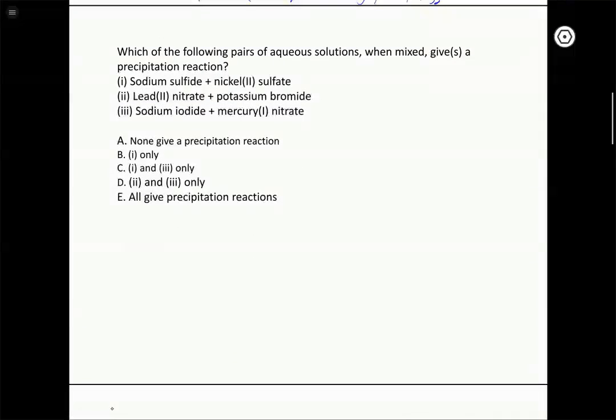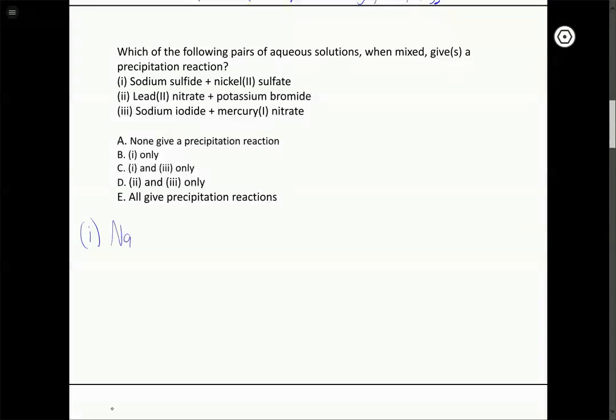Alright, the next question also deals with solubility. So we're once again mixing two aqueous solutions together. We want to know which one gives a precipitation reaction. So we have three situations here. Let's start with the first one. So the first one is sodium sulfide plus nickel 2 sulfate.